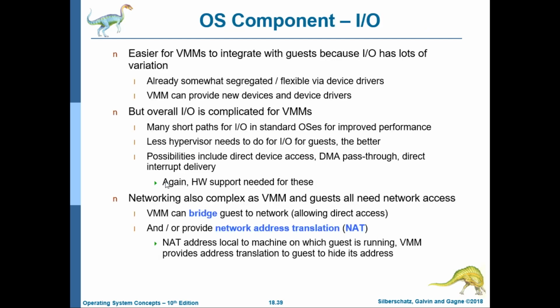Another component of the OS in a VM is I/O. It is easier for VMMs to integrate with guests because I/O has lots of variation and is already somewhat segregated or flexible via device drivers, and the VMM can provide new devices and device drivers. But overall, I/O is complicated for VMMs. Why? There are so many short paths for I/O in standard OSs for improved performance. The less the hypervisor needs to do for I/O for guests, the better. Possibilities include direct device access, DMA pass-through, and direct interrupt delivery.